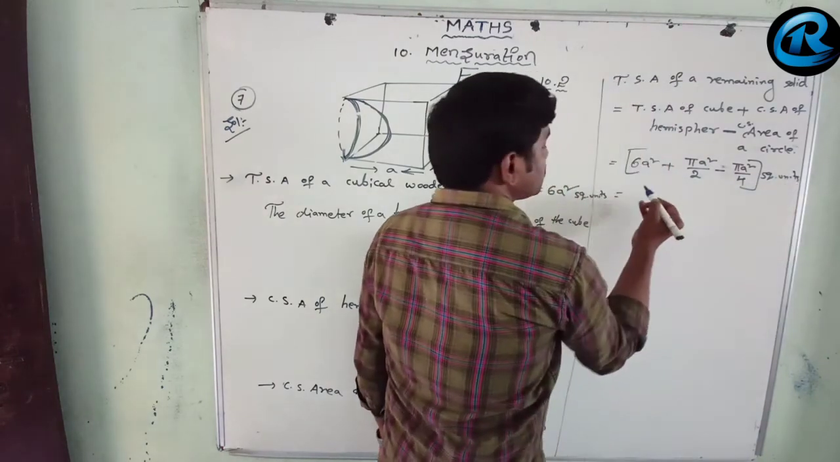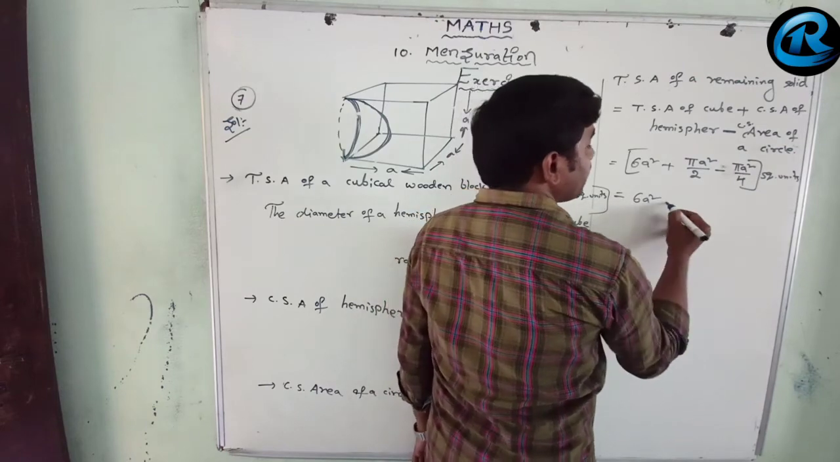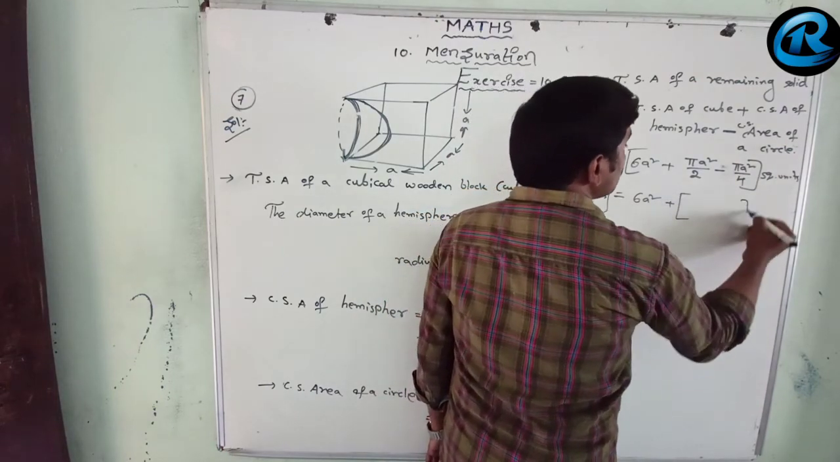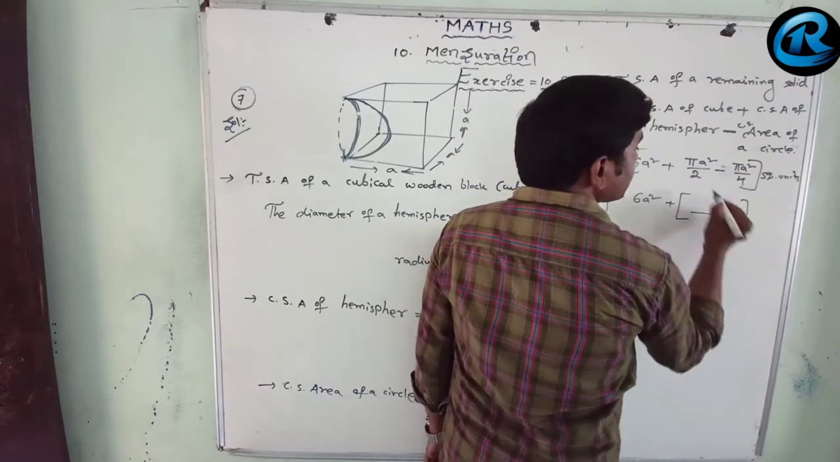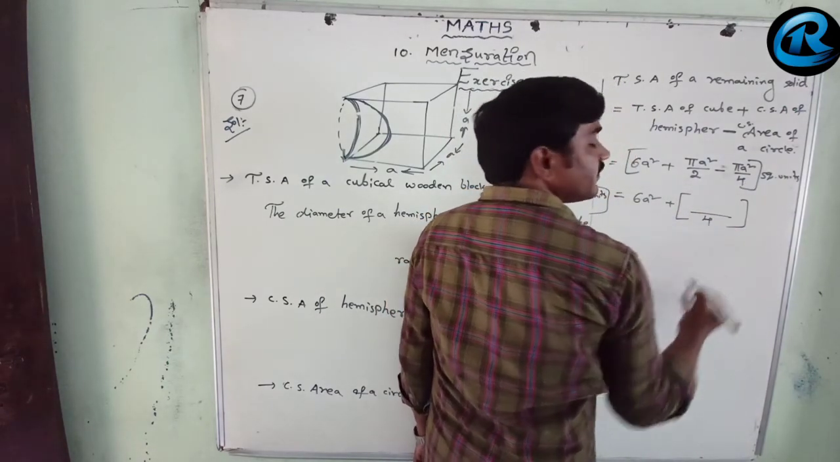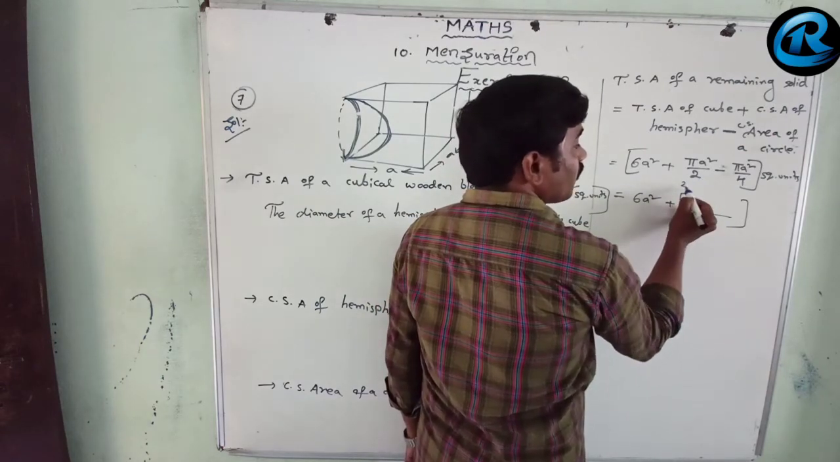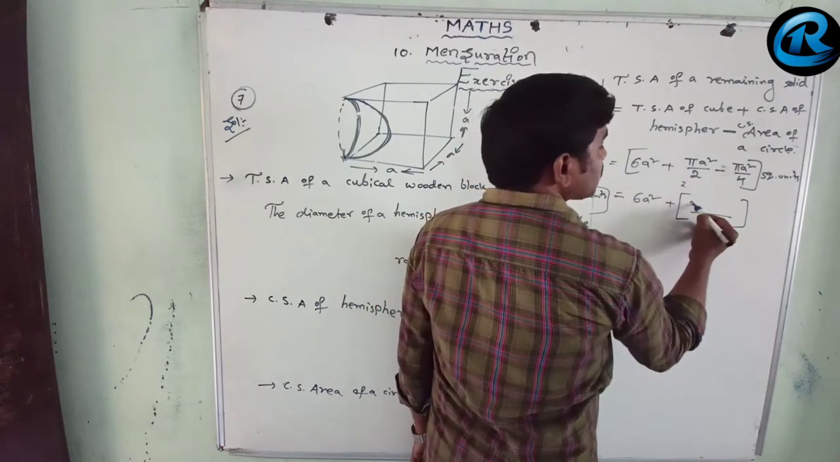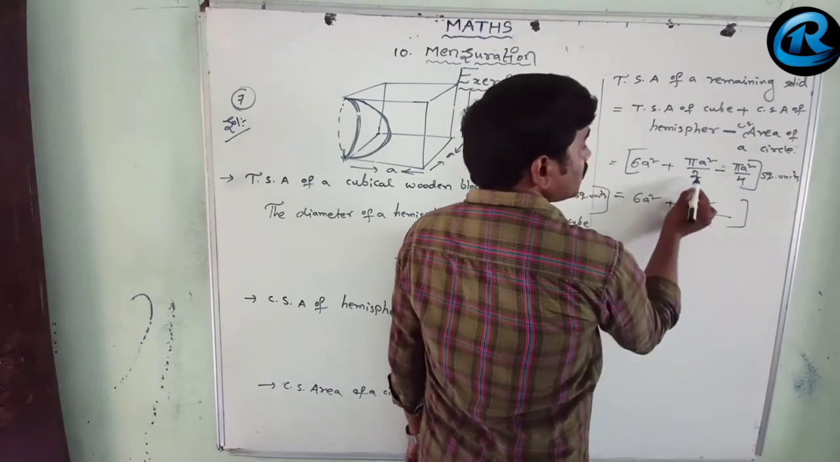So from this you see now, 6a square will keep it safe, and from this 2 let us take out LCM. 2 and 4, LCM will be 4 only. 2, how many is 4? 2 2s are 4. Then 2 into pi r square, that is 2 pi a square.